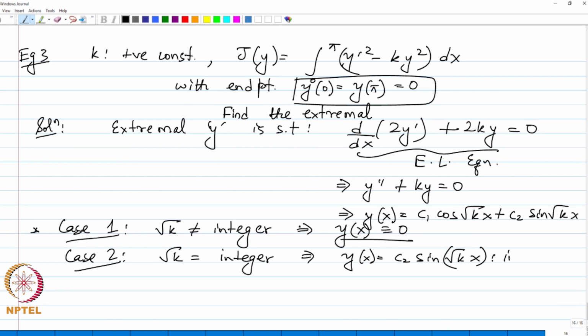So, I have infinitely many solutions in this case depending on the value of C2, right.